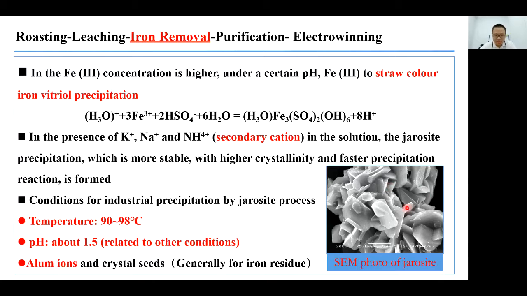separation stage. And the secondary cations can be potassium, sodium, and even some other cations can be used as the secondary cations. The temperature is approaching the boiling point, and the pH value is 1.5. And also, generally, we should have some crystal seeds. So this is popularly used all over the world.